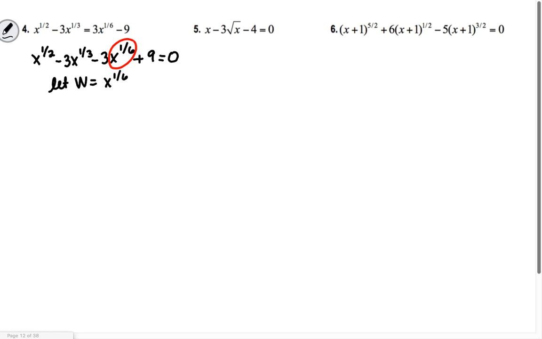So how are the others related? So I have w, I want x to the 1/3. Well, what's that? So let's try w squared.